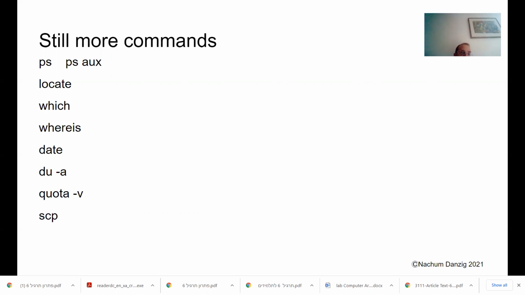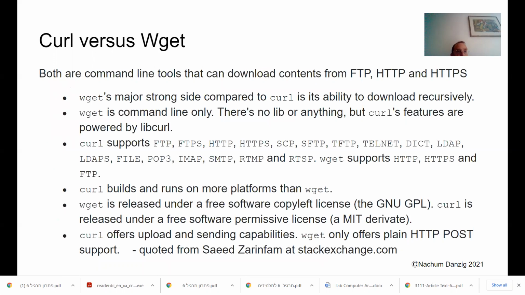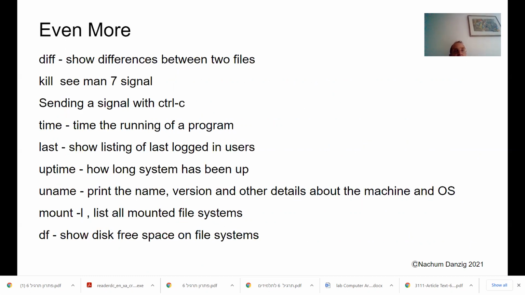date tells you the date and the time, gives you a timestamp. du is disk usage, how much disk you're using. quota is how much of your allotted disk quota you are using. scp is secure copy, copy remote. curl and wget allow you to get all the data from a website, get its whole page. diff shows the differences between two files, which lines are in one file but not in the other, and the same way backwards, which ones are in the other but not in the one.